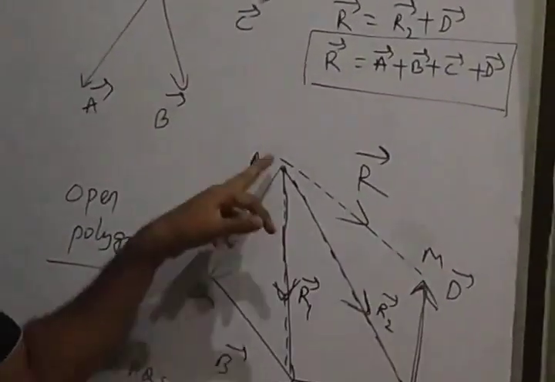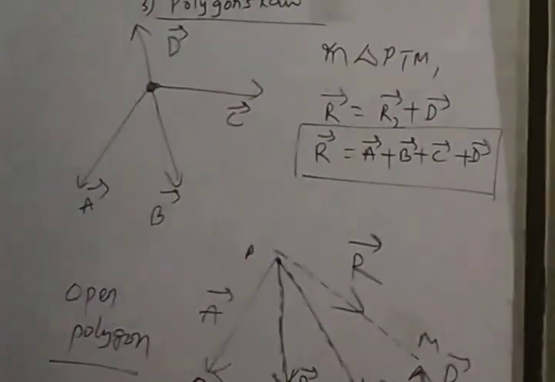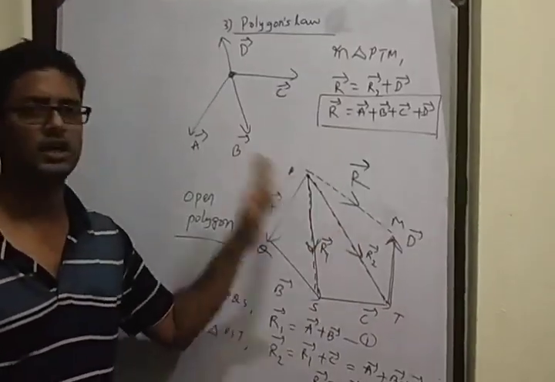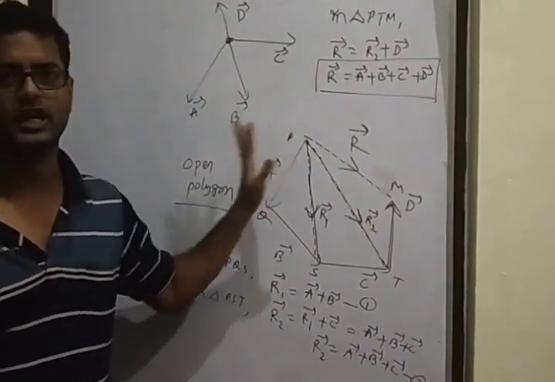Once again I am repeating, if a number of vectors are represented by all the sides of an open polygon taken in the same order, then the closing side of the polygon taken in opposite order will represent the resultant of all the vectors.